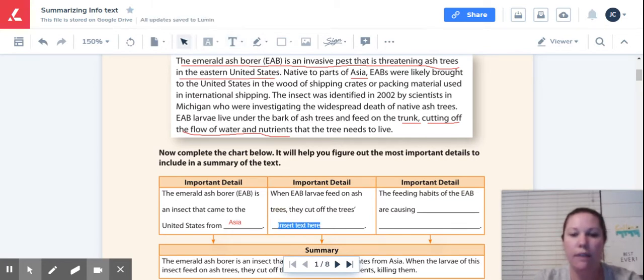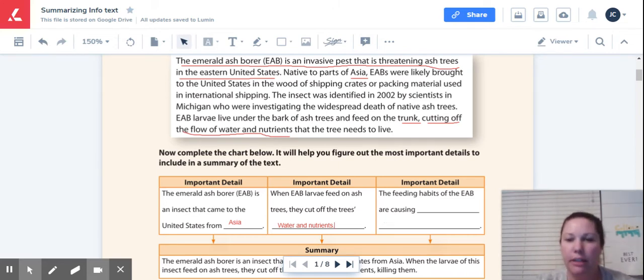So cut off the trees, water, and nutrients. There we go. And that's where they get it from, the trunk of the tree.